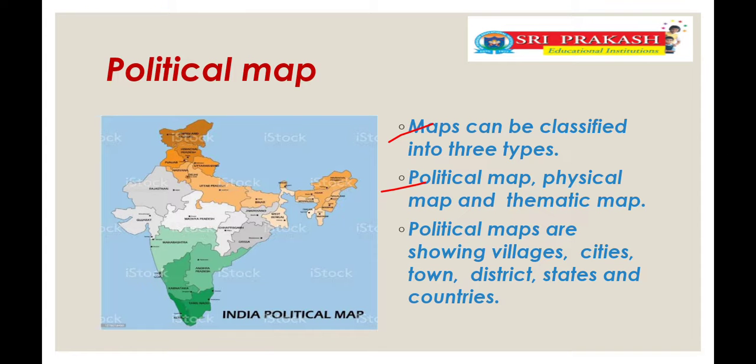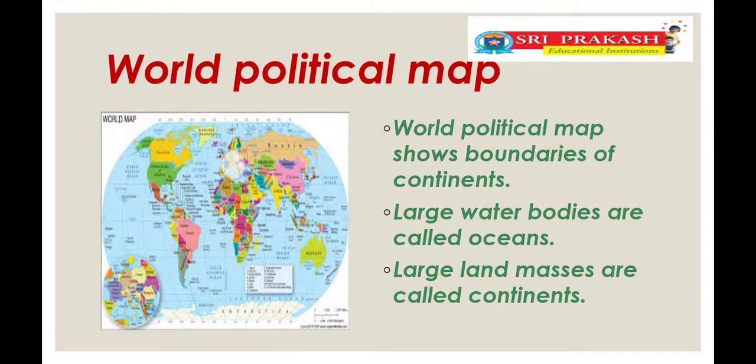Then we go with the next slide, children. Just you see the world political map. Before, we discussed the India political map. This is the world political map. What about the world political map, children? The world political map shows boundaries of continents. Already you know, you studied in the previous classes, we have 7 continents and 5 oceans, and we can observe the boundaries of the continents with the help of the world political map.